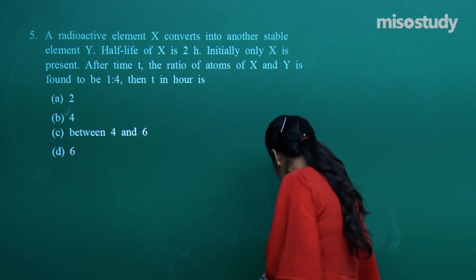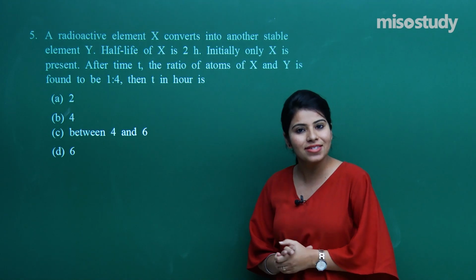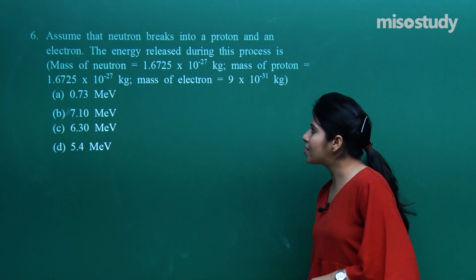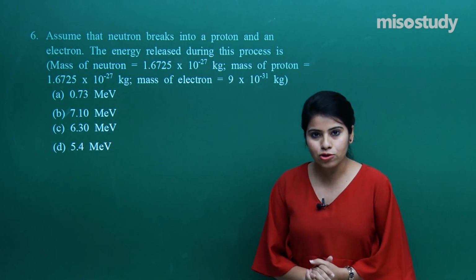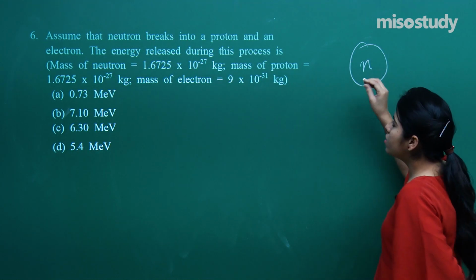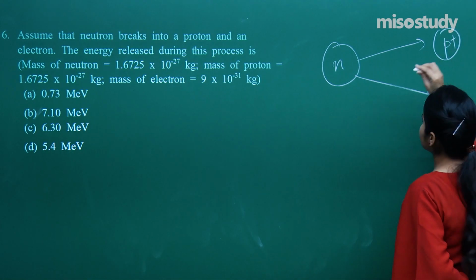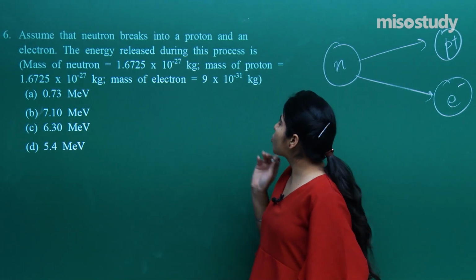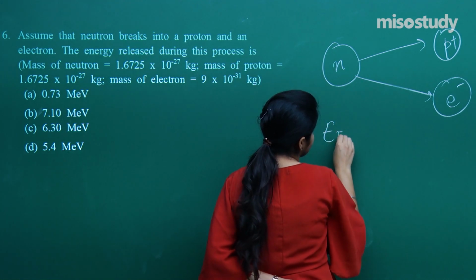Okay, so now after completing question number 5, let's move towards the next question, that will be question number 6 of the session. I can see that we have been given that assume a neutron breaks into a proton and an electron. Let me make a neutron over here. It is a neutron and it is breaking down into a proton. So this is the proton and this is my electron. So the energy released during this process is what we have to find out. So what we have to find? The energy released.